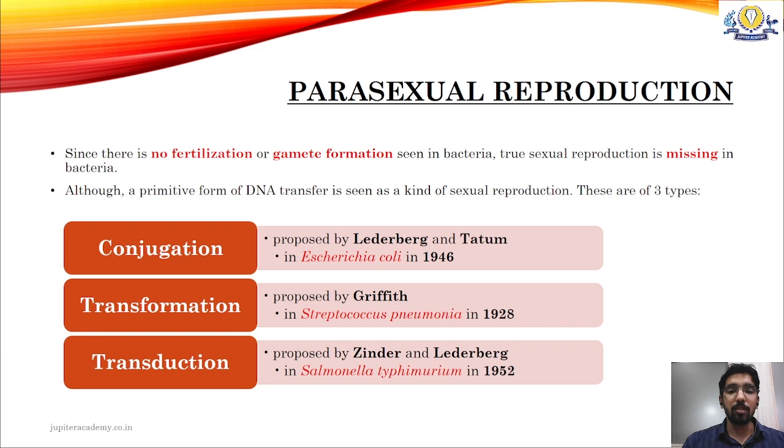For conjugation, it is Lederberg and Tatum. They first observed this in Escherichia coli, or E. coli, in 1946. Transformation was first proposed by Griffith, by the famous Griffith's experiment, seen in Streptococcus pneumoniae in rats. He performed the experiment in 1928. And the final one is transduction, which was proposed by Zinder and Lederberg in Salmonella typhimurium, seen in 1952.